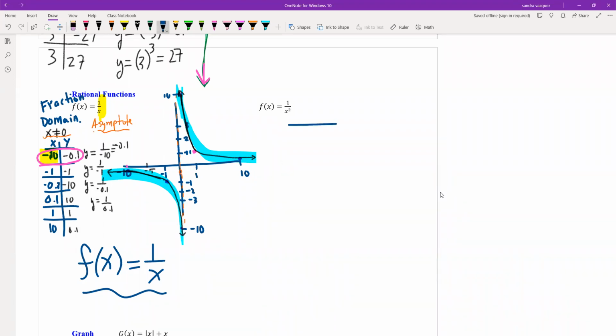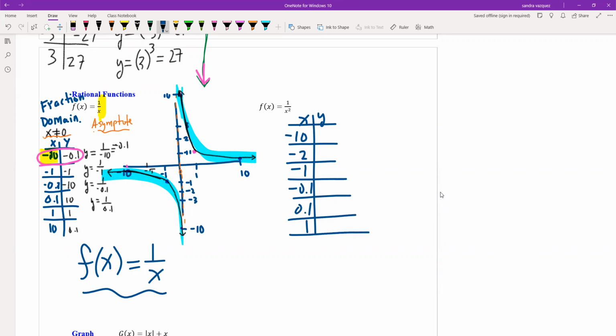Okay, so I will do the same thing. I'm going to plug in something very large. Let's try a negative 2 and a negative 1. And let's try a negative 0.1. You can see that this time around I'm selecting more: 0.1, 1, 2, and 10. Okay, once again, the denominator here is an x squared.